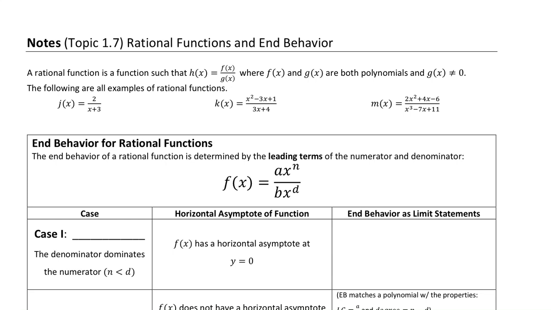Like I said, today begins part 2 of Unit 1. Part 1 was all about concavity, average rate of change, and polynomials. You can read the top of these notes. What type of function are we going to be focusing on in part 2?